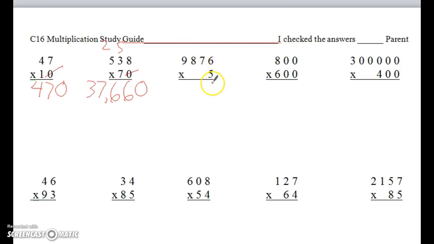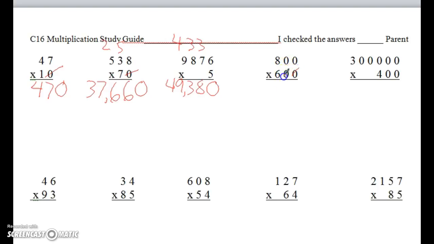No zeros in this one, so I'm just multiplying a 1 digit times 4. 30, 35, 38, 40, 43, 45, 49, 49,380.